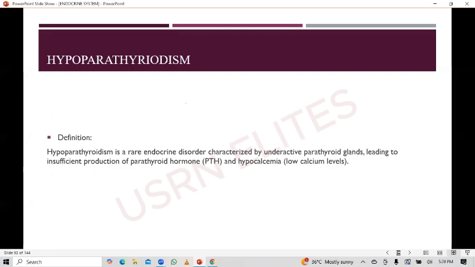Any question before we talk about the opposite? That is hypoparathyroidism.